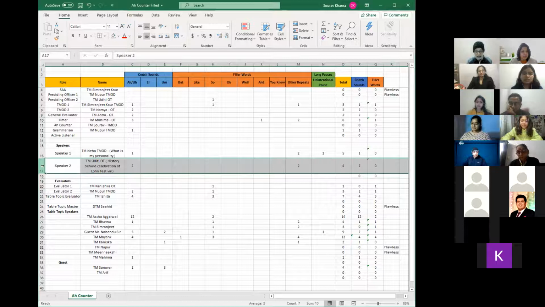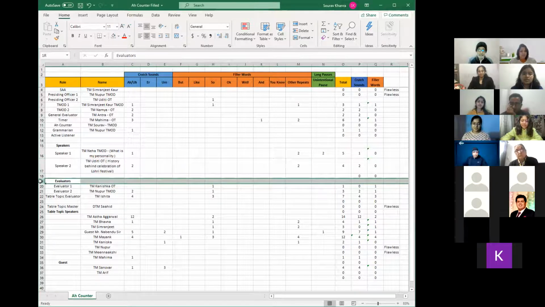Toastmaster Uditi is the second speaker for the day. In total, she took 4 counter words: 2 crutch words and 2 repeated words. Moving to the next, the evaluation part.